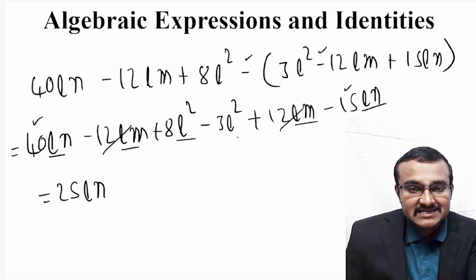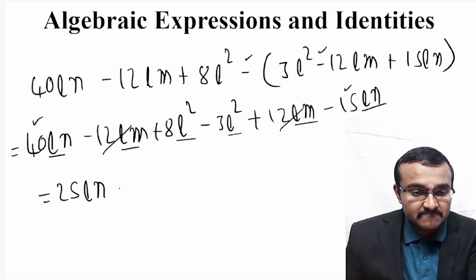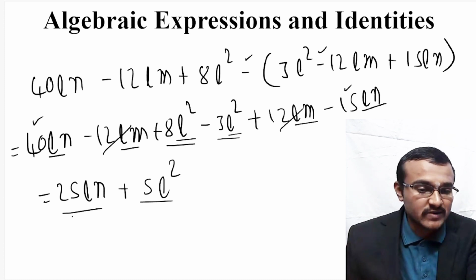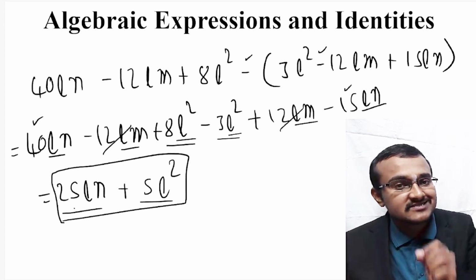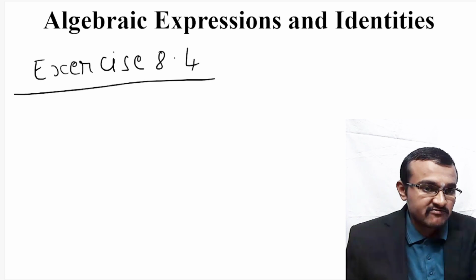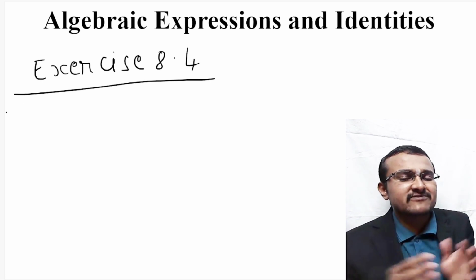Here you can see 8 l square and 3 l square. You can perform subtraction between these two. When you perform 8l square minus 3l square, 8 minus 3 is plus 5, so plus 5l square. So 25 ln plus 5l square is the answer for the C question in this fifth question. Coming to exercise 8.4 in this chapter, there they have given to multiply different polynomials.